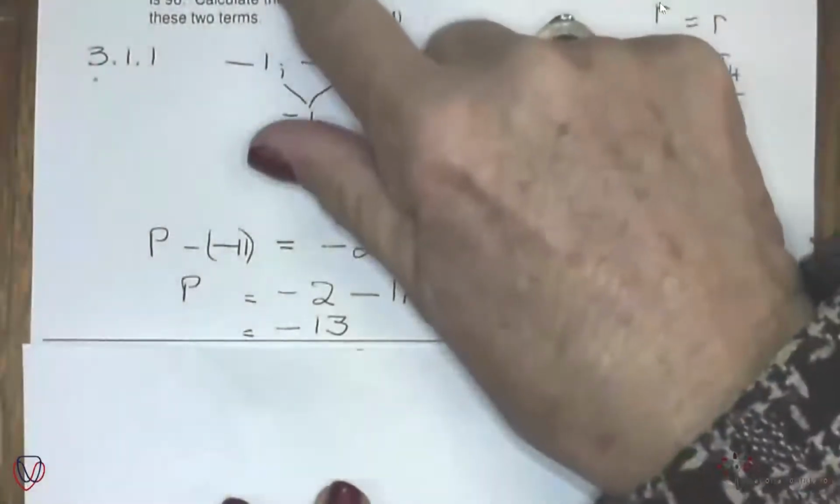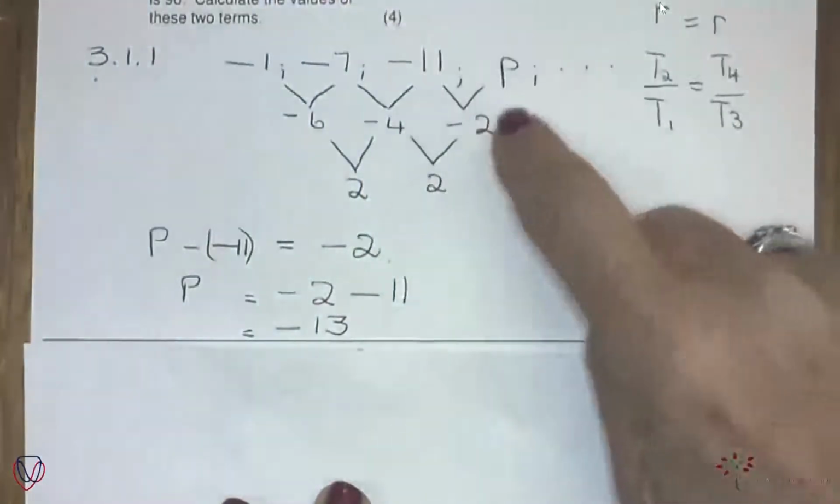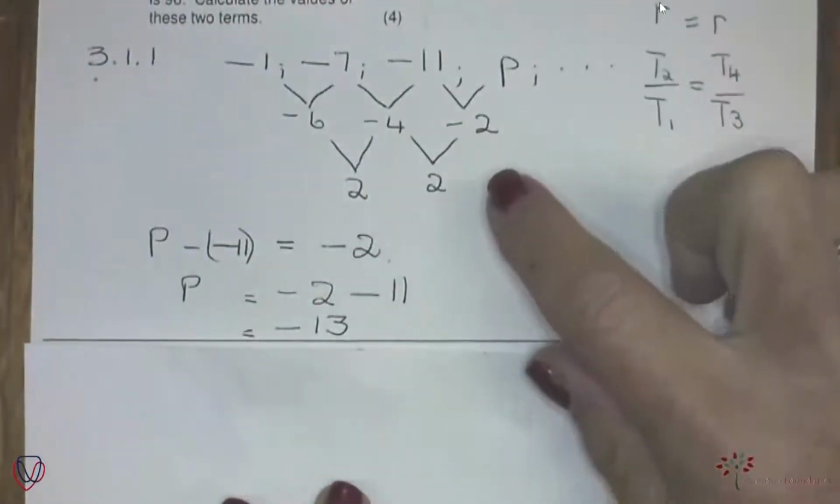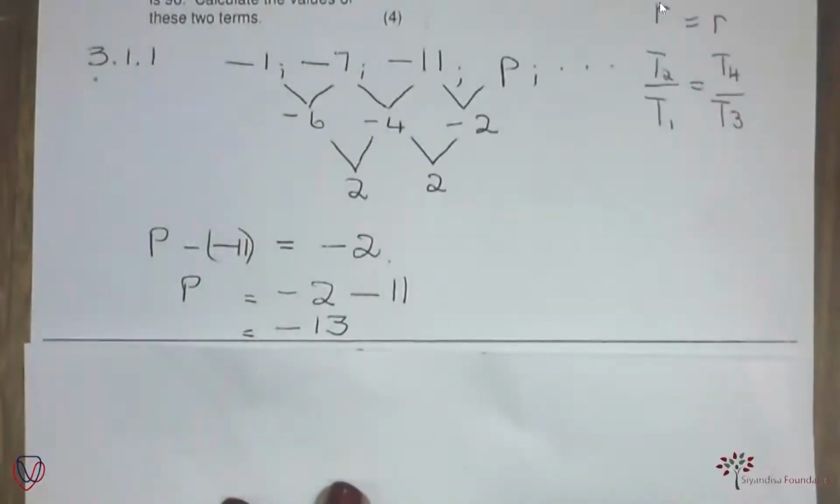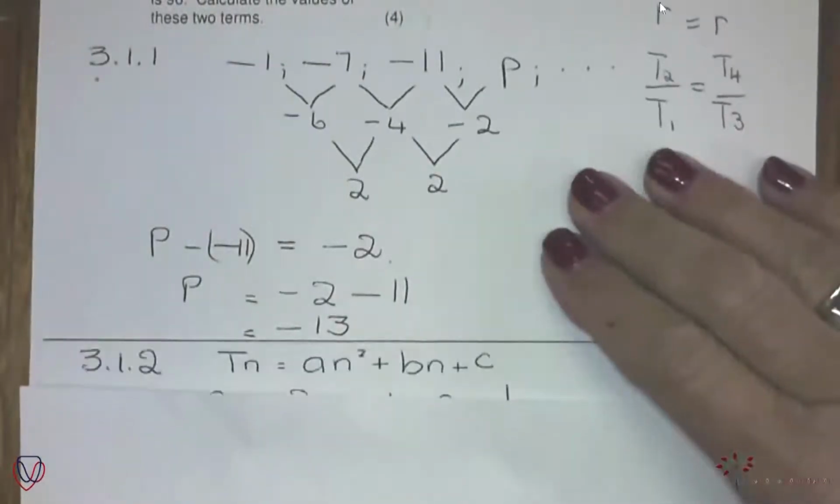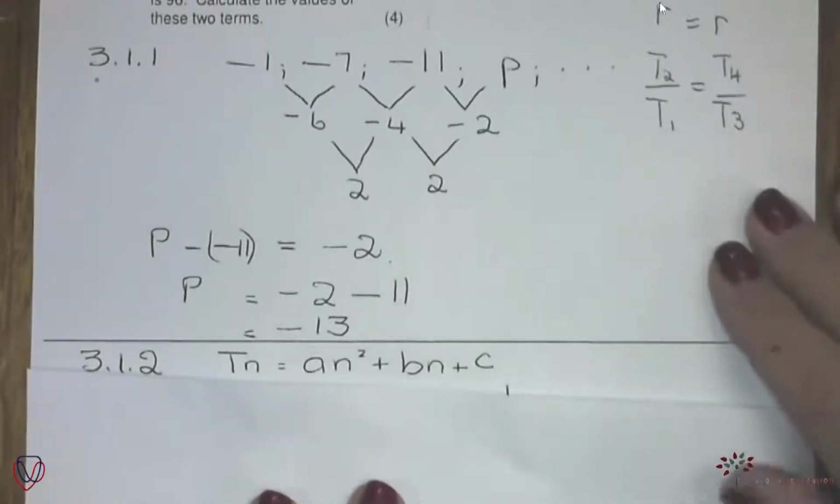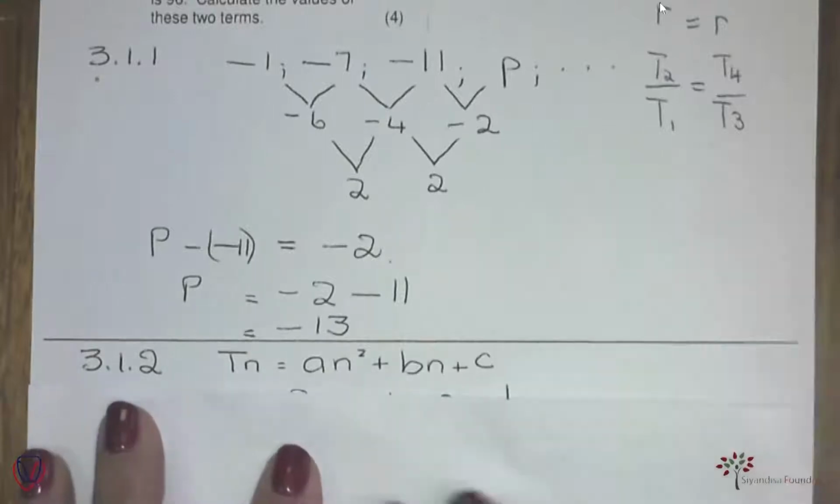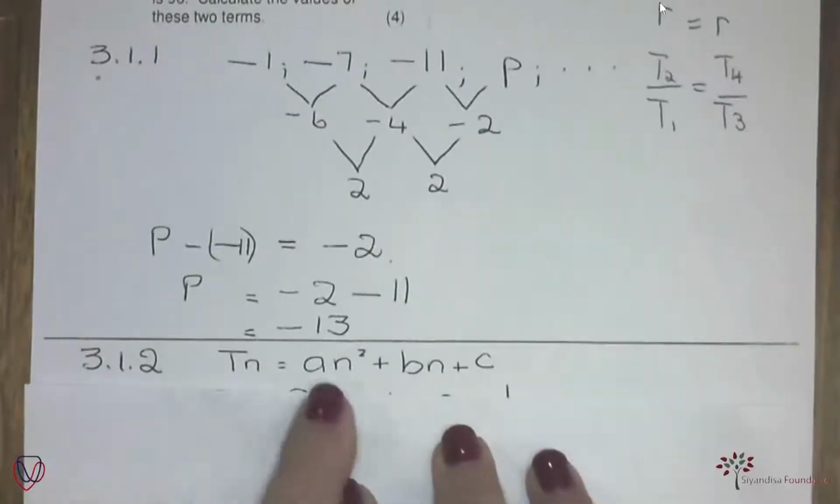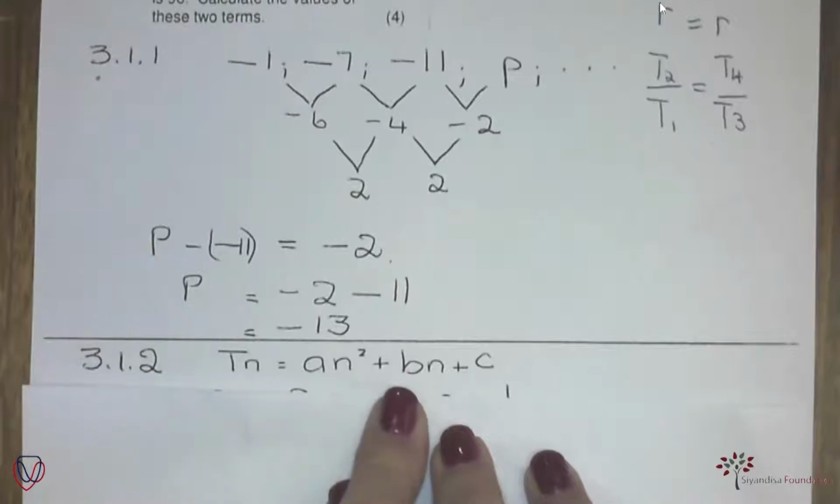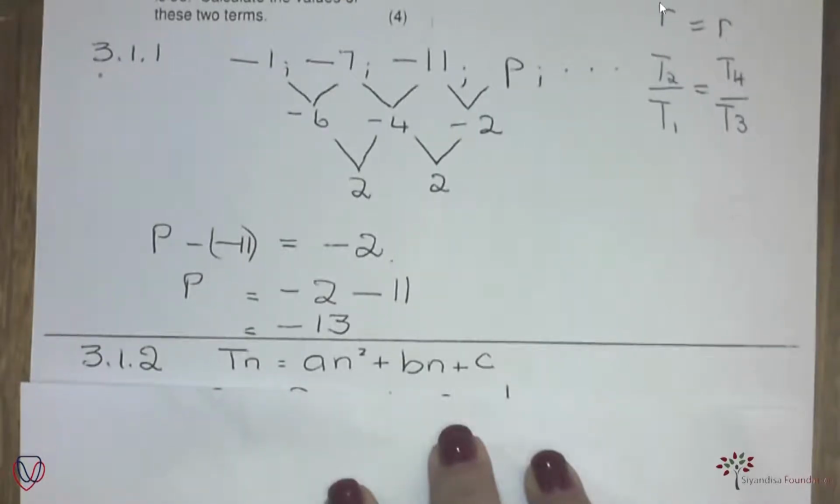Right, the next one. Determine the nth term of this sequence. Now this is a geometric sequence. So what will the nth term look like? It's not a geometric, it's a quadratic. Sorry, it's a quadratic sequence, not a geometric sequence. And the nth term should look like that. Have you got it? If it was a geometric sequence, the nth term would have been Tn is a(1 minus r to the power n) over 1 minus r.